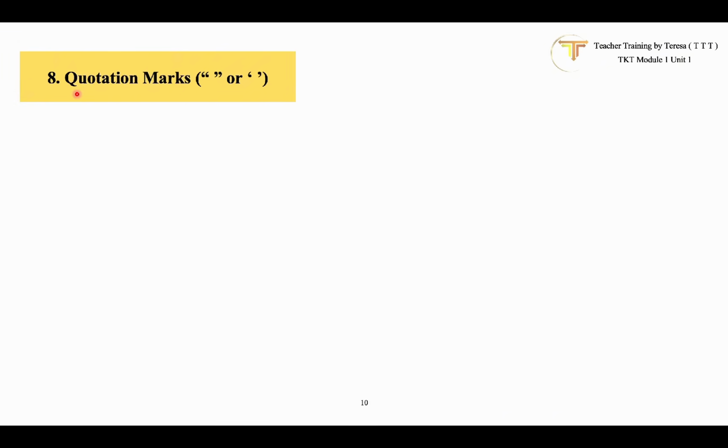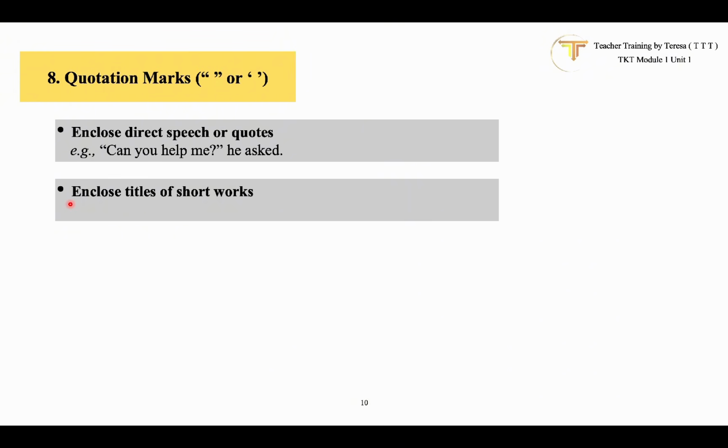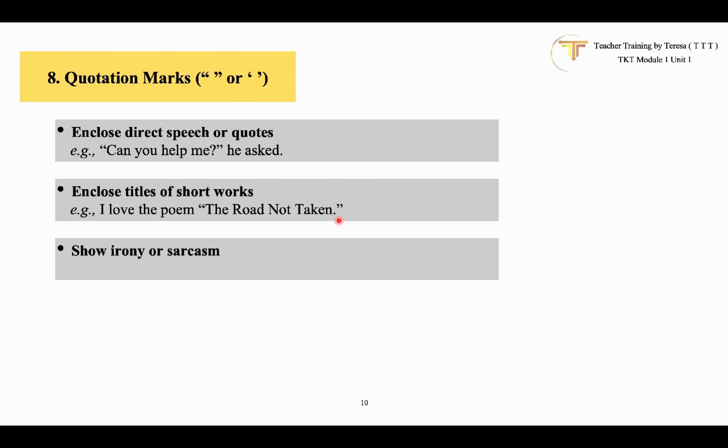8. Quotation marks. Enclose direct speech or quotes. "Can you help me?" he asked. Enclose titles of short works. I love the poem "The Road Not Taken."